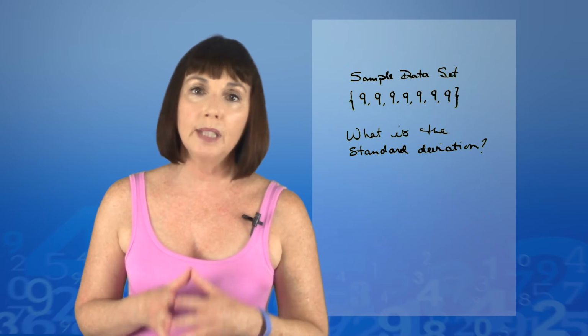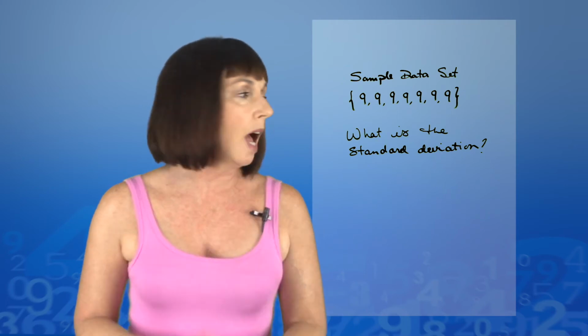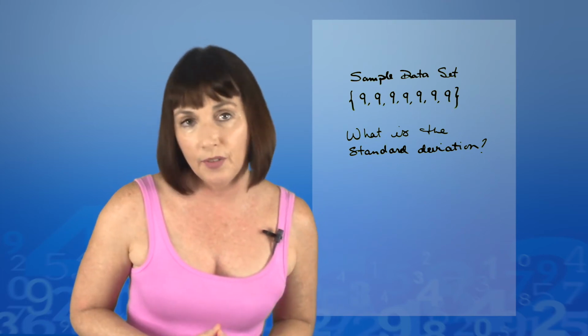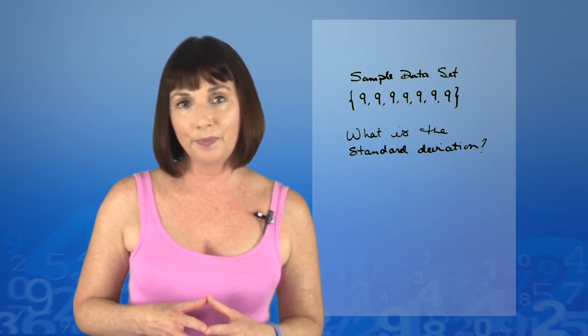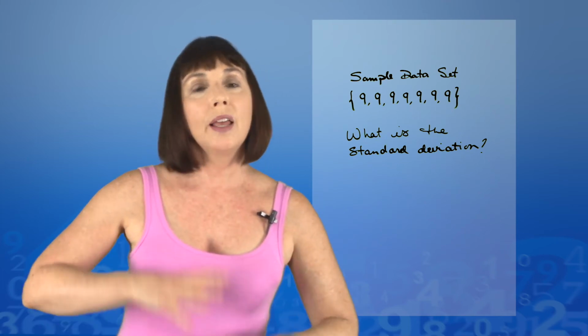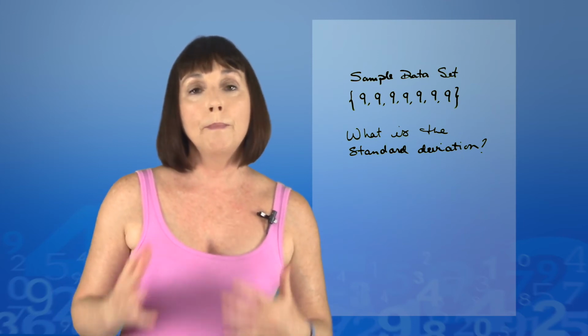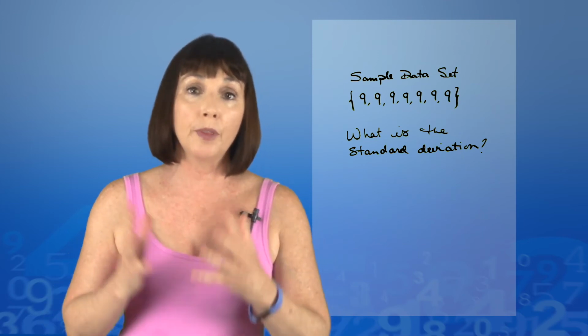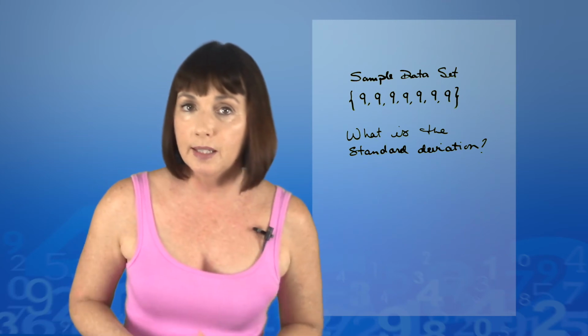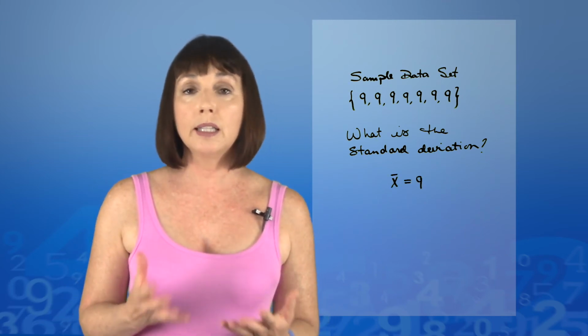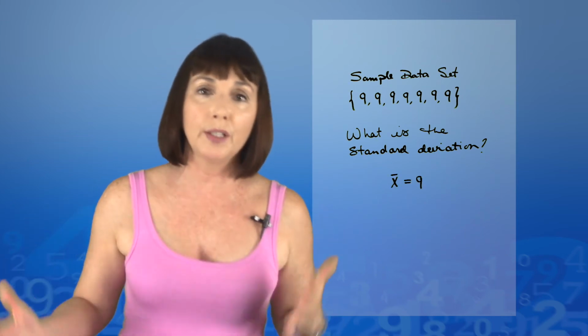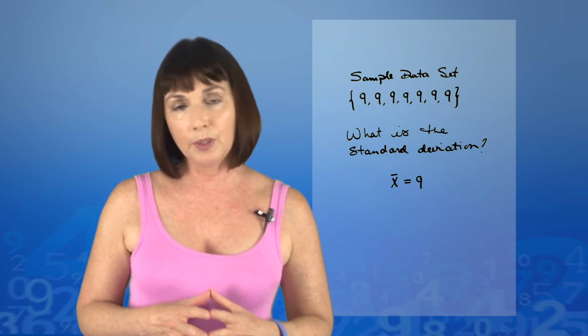Okay, here's another problem for you. We have a sample data set here, and it consists of 7 nines. What is the standard deviation of this data set? Now, we need to remember that standard deviation measures variation from the mean. What's the mean of this data set? X bar is equal to 9. All the data values are equal to 9, so the mean is equal to 9.